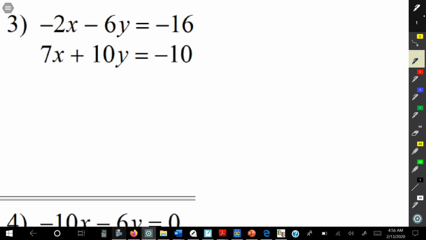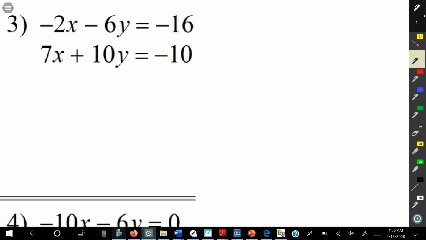I need to have the lowest common multiple, okay? So I can find the lowest common multiple between 2 and 7, or the lowest common multiple between 6 and 10. So I decided to go with 2 and 7. So if I try to find the lowest common multiple, I can say, all right, cool. What's the multiples of 2?